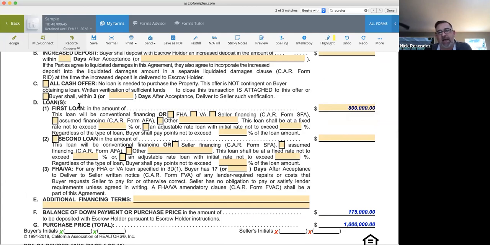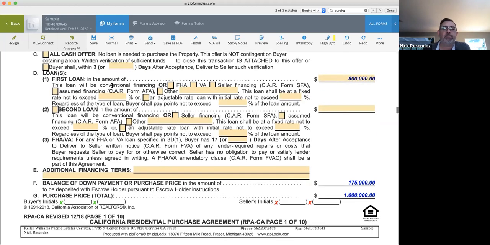Notice it doesn't ask for the down payment; it asks for the loan amount. So if you're putting 20% down, the loan's 80%. If you're doing FHA 3.5% down, then the loan is going to be 96.5%. So you've got to make sure you do the math correctly when you are writing up your transactions. Loan is defaulted to be conventional financing. There are checkboxes for FHA, there are checkboxes for VA, or others like seller financing. From time to time, the seller may carry back a loan. Assumed financing, probably unlikely you'll ever use that, but it's possible.